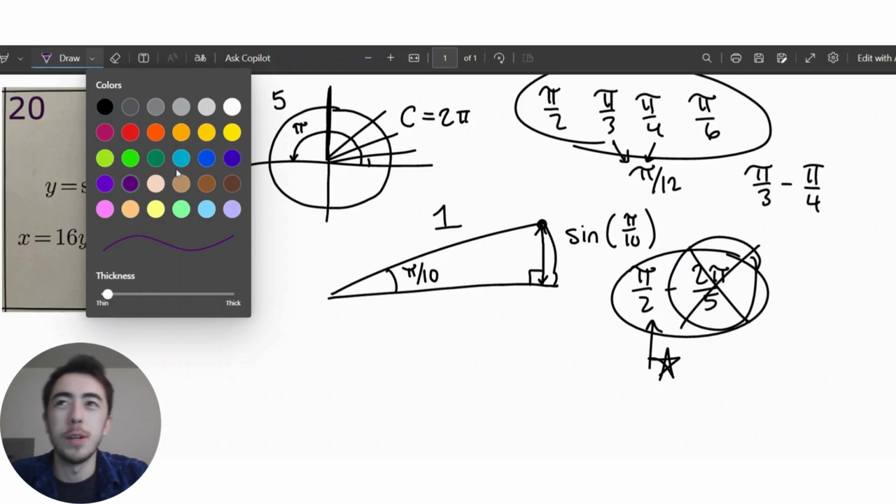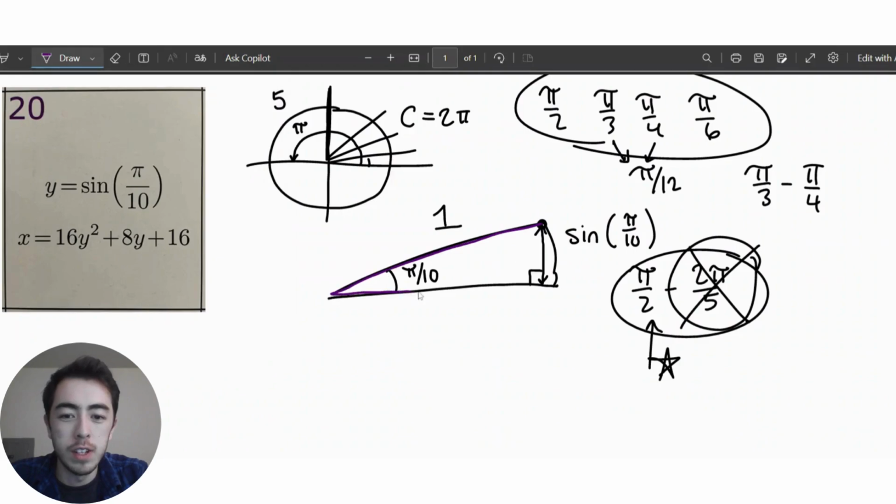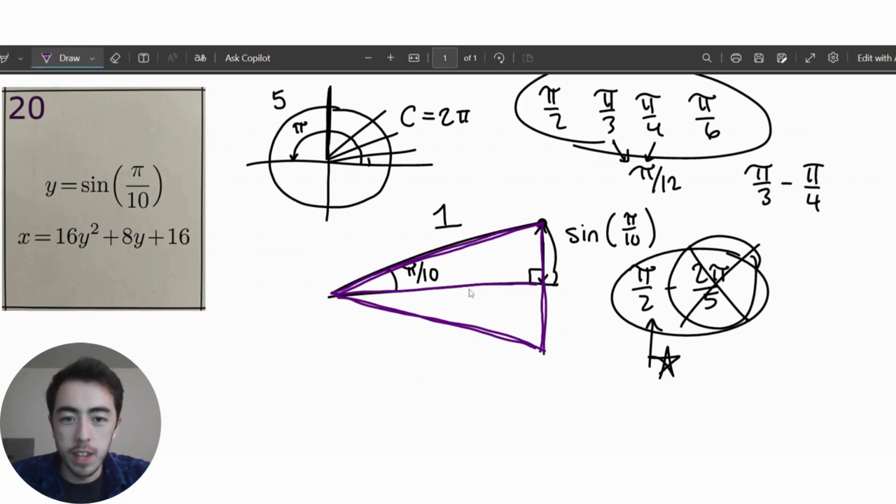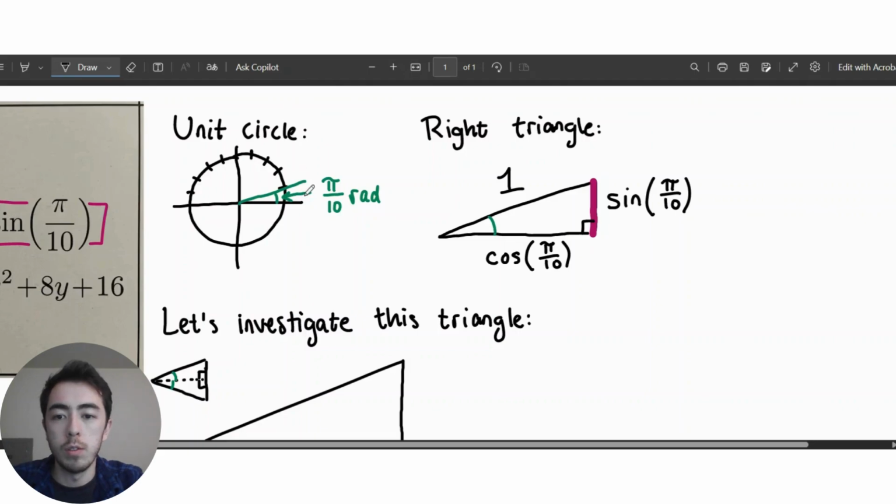Instead, I'm going to do some creative geometry. I'm going to investigate this triangle that I drew. And for starters, I'm actually going to double it. And so it's this triangle that I'm going to do some geometry investigations on. If I learn a lot about this triangle right here, say I learn all the side lengths, then I could just take this one right here, divide it by 2, and I'll get my value for sine of pi over 10. So I redrew some stuff. Here's that unit circle idea where we can see the angle of pi over 10.